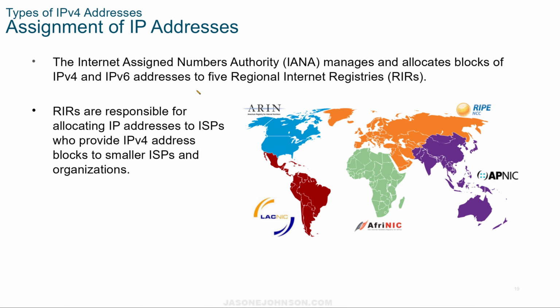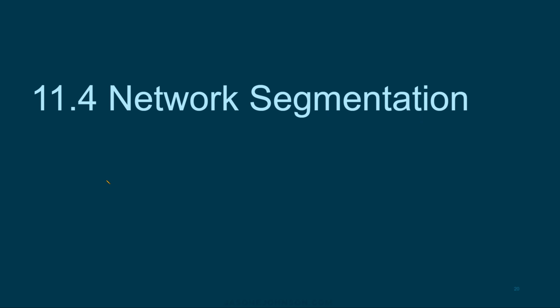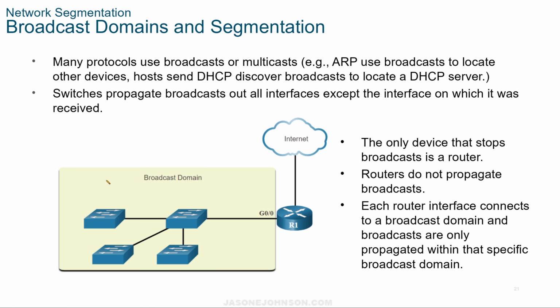IP addresses are assigned by the Internet Assigned Numbers Authority, or IANA. They manage and allocate blocks of IPv4 and IPv6 addresses to 5 regional Internet registries, or RIRs. The RIRs are responsible for allocating IP addresses to the ISPs, who provide IPv4 address blocks to smaller ISPs and organizations. Next, we're going to take a look at network segmentation.